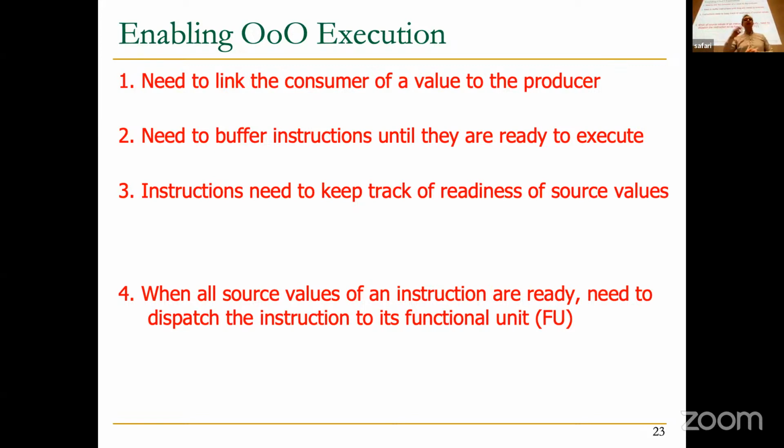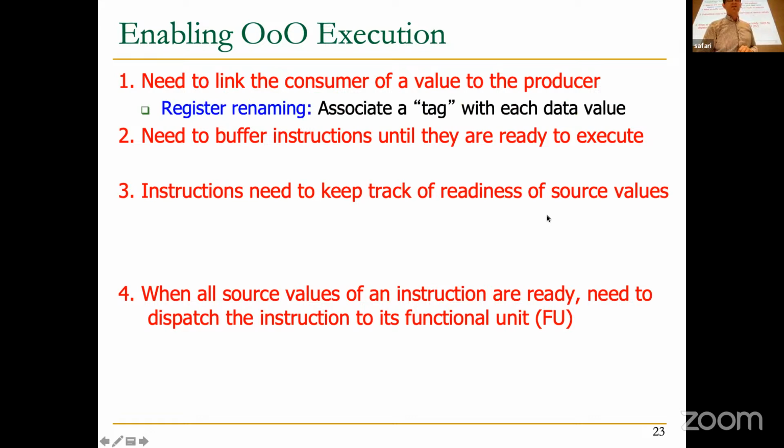And when the instruction actually produces its value, it's going to broadcast the tag such that the consumers can get the value after it executes. So the first one is accomplished. Linking of the consumer to the producer is accomplished using register renaming that we have seen. We associate a tag with each data value, and we're going to see that more today.